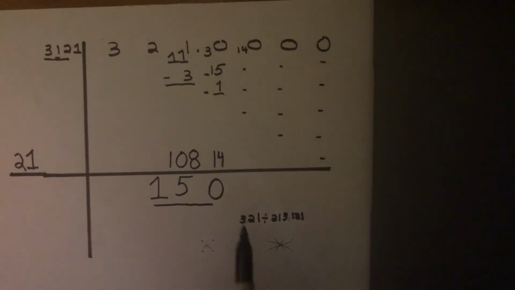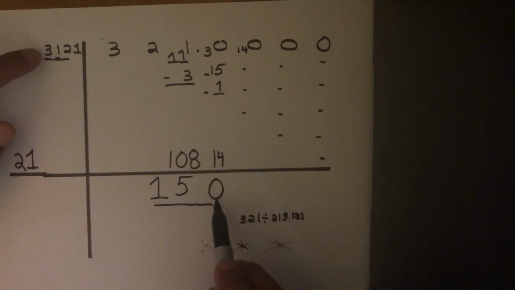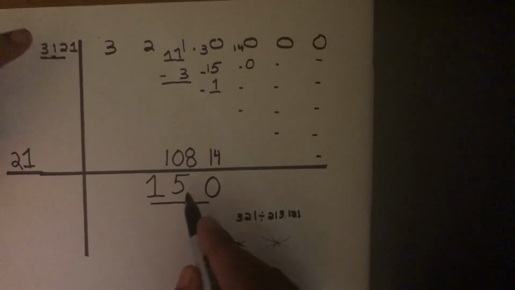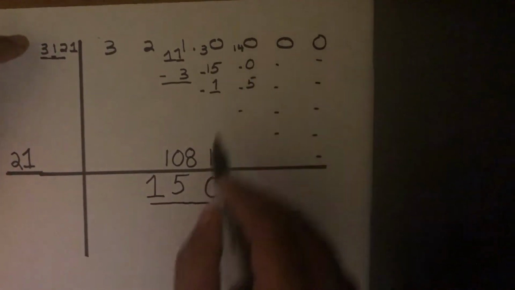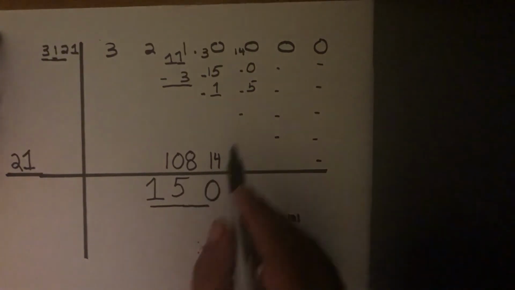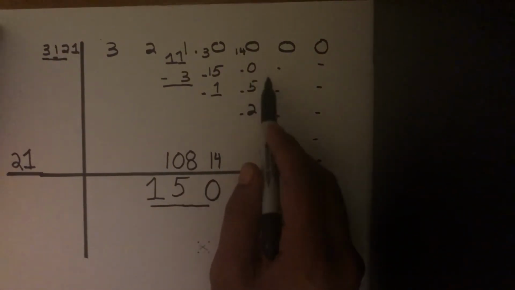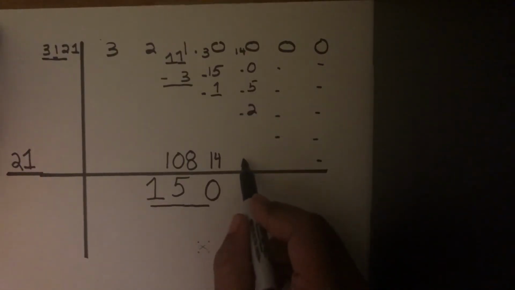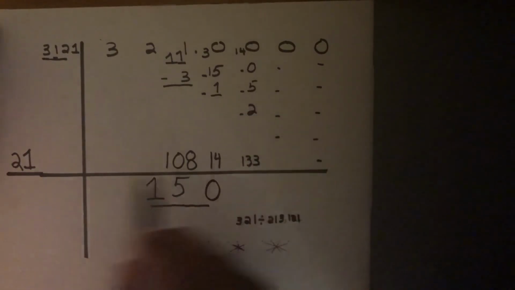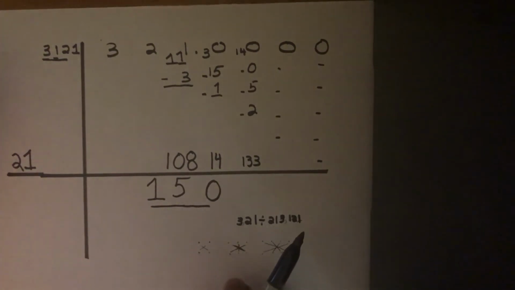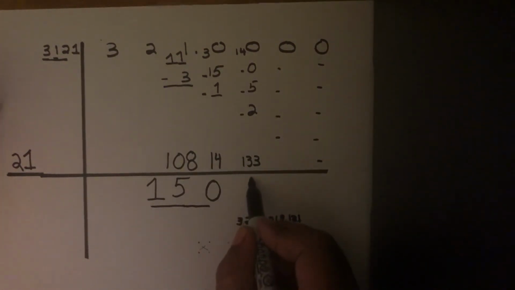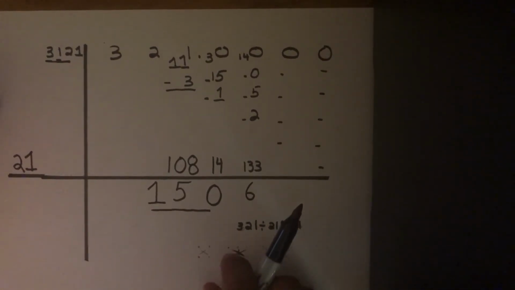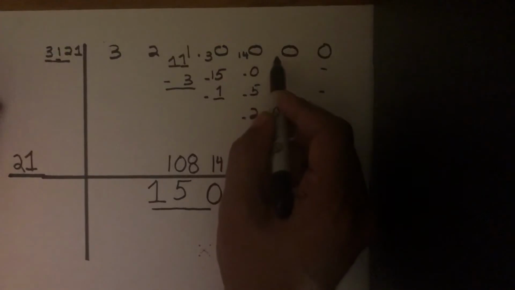I'm going to say 3 times 0 is 0. 1 times 5 is 5. 2 times 1 is just 2. So I get 140 minus 5 is 135 minus 2 is 133. So I'm going to put a 133 here. Great. How many times does 21 go into 133? The answer is 6. So 20 times 6 is 120, and then I add 6, so I get 126. So 4 plus 3, 7's left over, so I'm going to put a 7 over here.